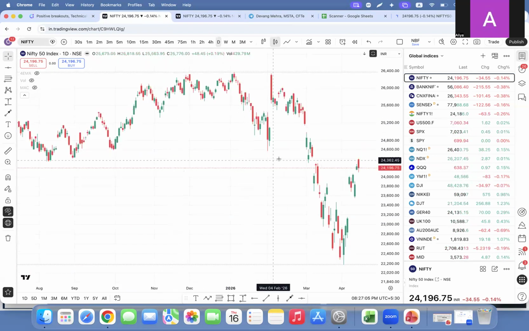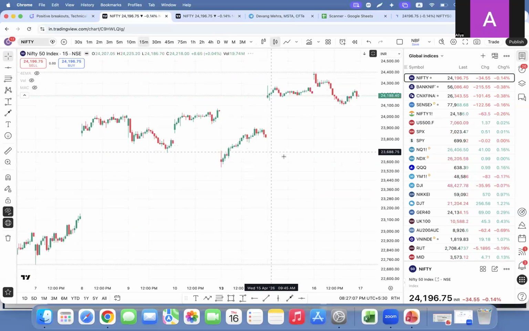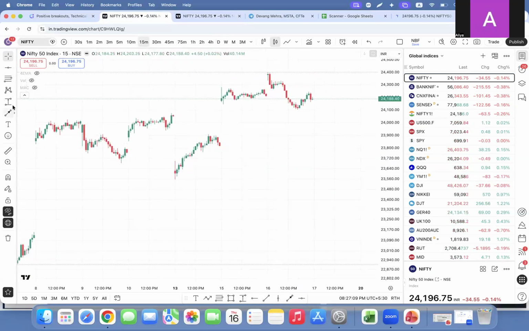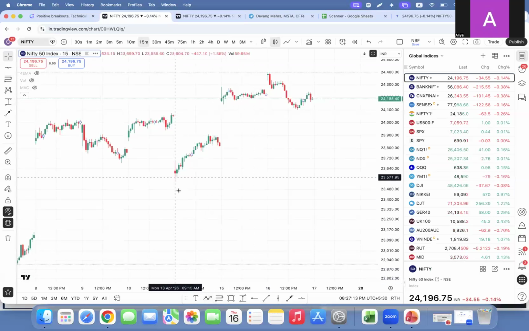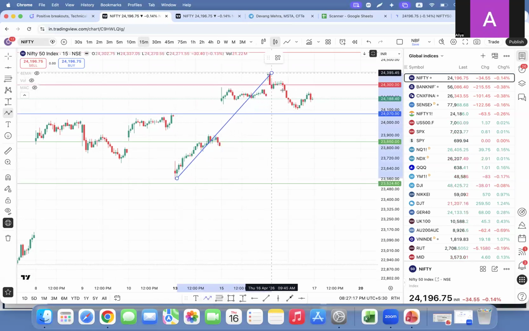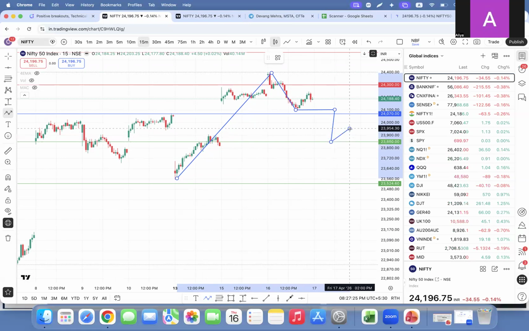And I have posted about it right now. I want to see a change of structure happening if Nifty breaks. We can see we are in an uptrend here, so I want to see this low, 24,070, getting broken and filling this gap and starting to slide down.